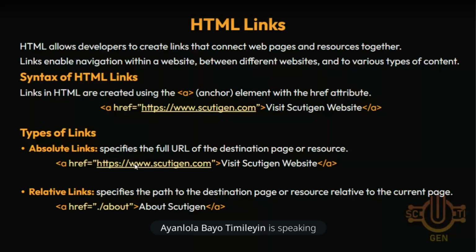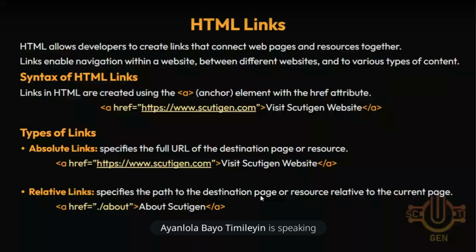And then we have the relative links as well, which specify the path to the destination page or resource relative to the current page. When you create folders, just as we have done in the previous session, we can create directories or folders. These folders can be related, and there is a way we can establish a relationship whereby we don't need to create an absolute link or a full URL.